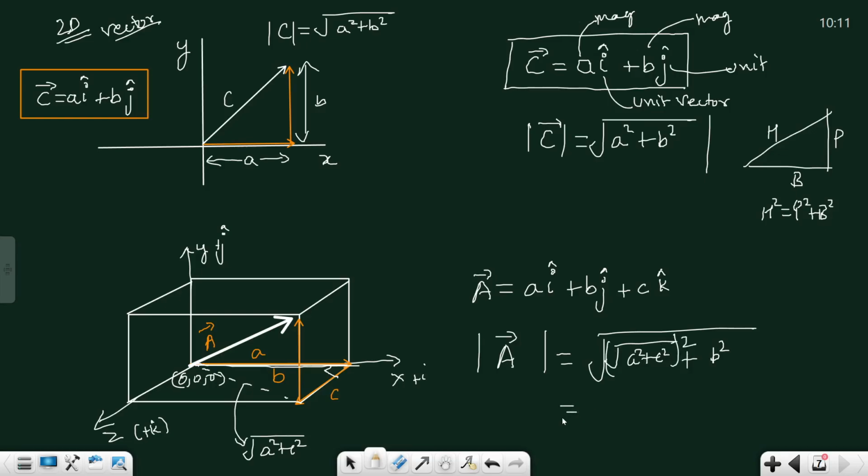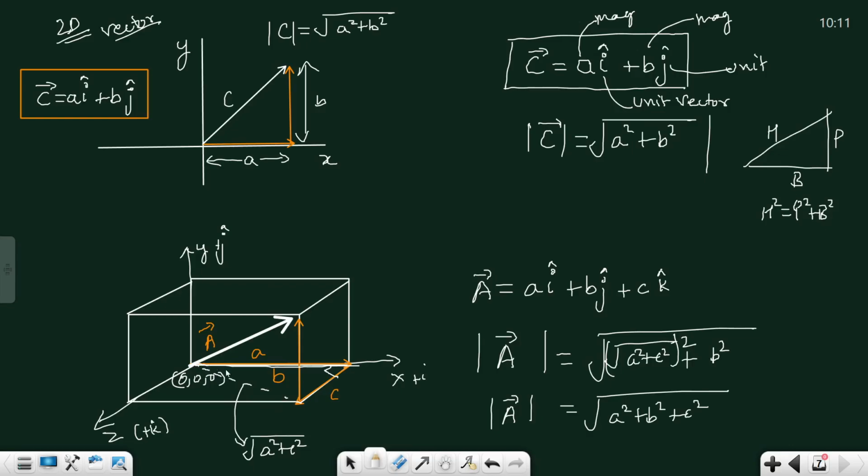So when you open this, the magnitude will be simple. You just have to take the square of all terms: A square plus B square plus C square. Simple, okay? A square plus B square plus C square. So that will be the magnitude of A vector. Clear? I am repeating this again.